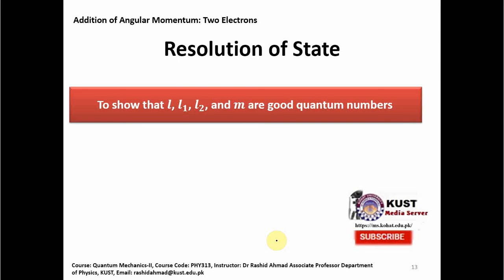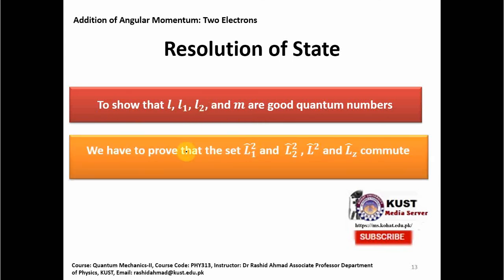Okay, to give you another example, to show that L1, L2 and M are good quantum numbers, we have to prove that the set L1 square, L2 square, L square and Lz commute. So again, this is the kind of recipe where we can use these commutation relations to prove that some numbers are good quantum numbers, with the help of which we can then specify the state without any ambiguity, and the state resolution is possible.